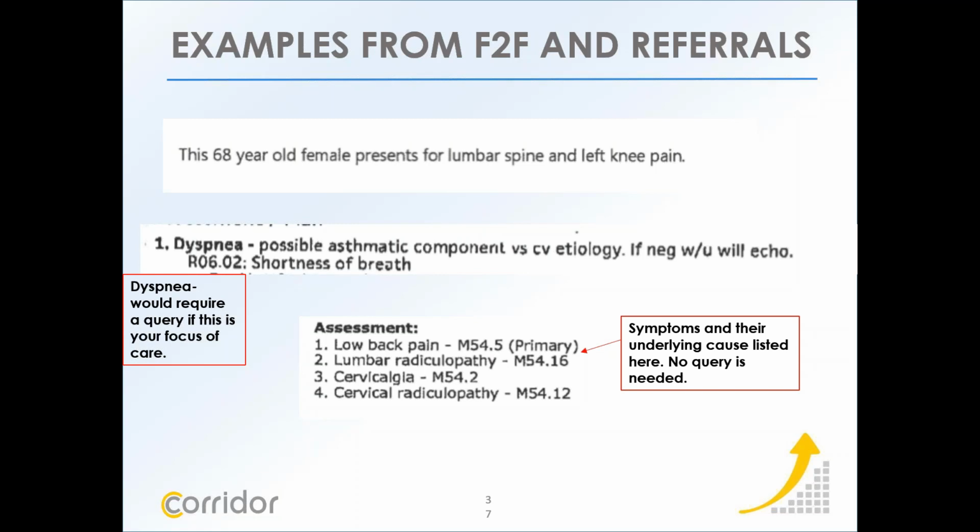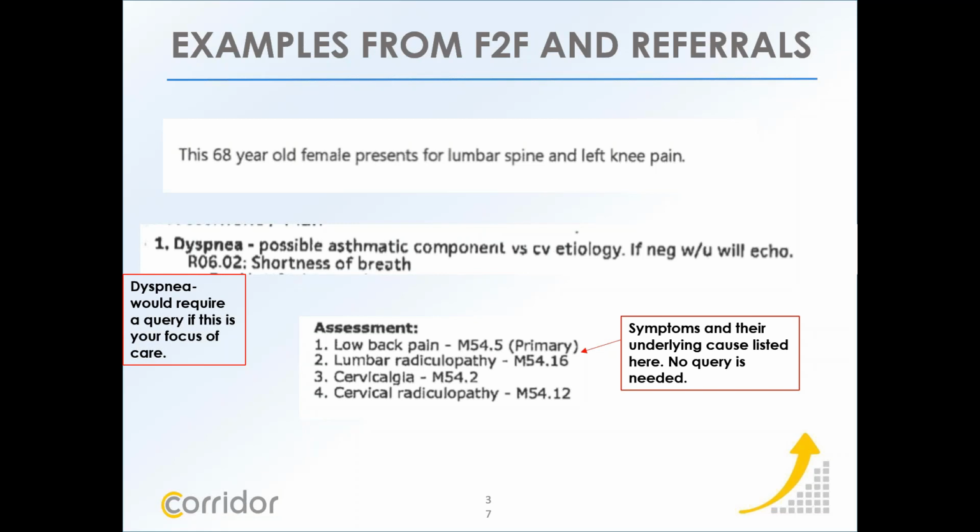Our first item here is a 68-year-old female that presents for lumbar spine and left knee pain. Well, we know what pain is, at least that's one specific, but unfortunately, both of those are not acceptable under PDGM. So we would need to find out, do we know the cause of the spine and knee pain? And if it's not documented and we can't see what it is in there, then we're going to need to query that. That's an example of something we would have to query if that is our primary focus of care. If that's secondary, it's still allowed, but not as primary.